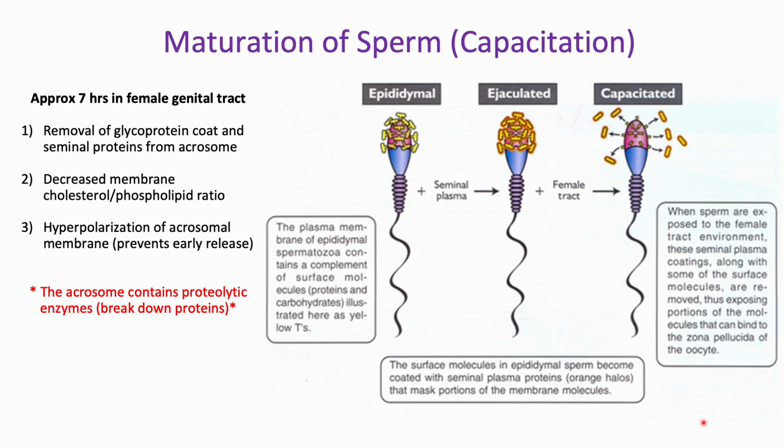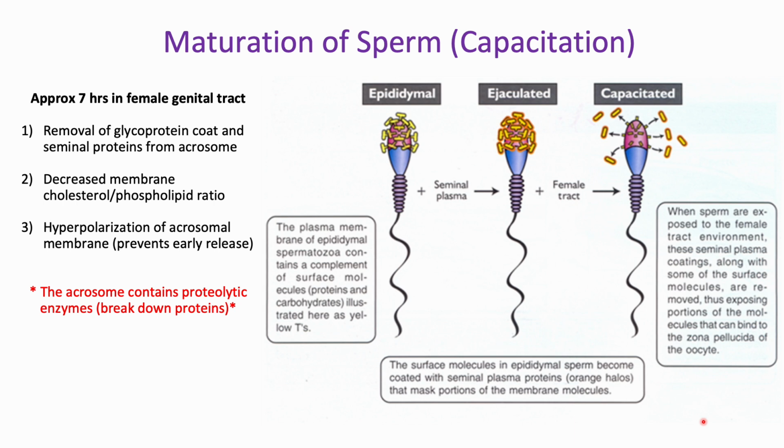Now, while sperm may pass out of the male reproductive tract during ejaculation, this does not mean that those cells are ready to fertilize an egg. In order for that, there has to be a maturation stage, and we call this capacitation. So this requires approximately 7 hours of being present within the female genital tract, and it's because the female genital tract releases different enzymes that are going to help activate the sperm.